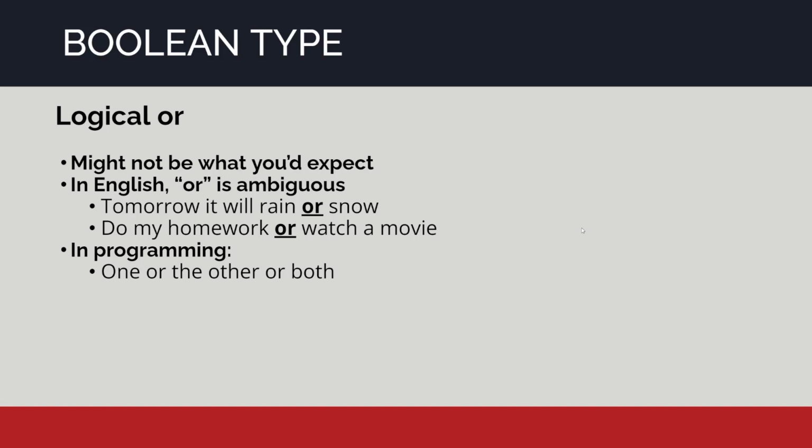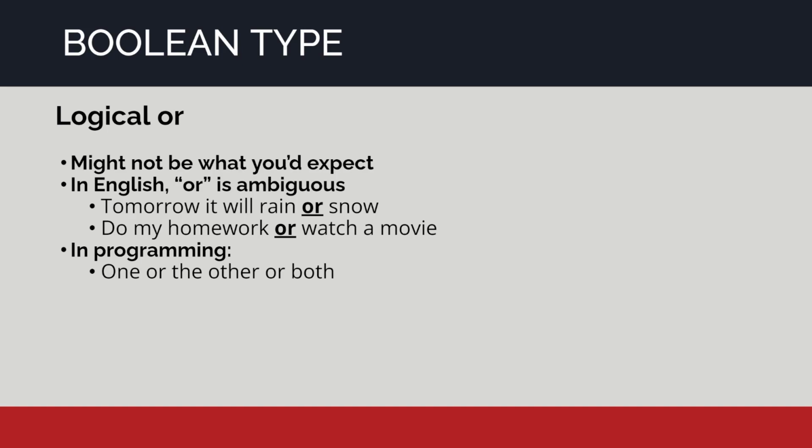The other operator that we want to talk about is the logical or operator. This one might not quite behave the way you would expect it to, because English has a little bit of ambiguity when we say or. For example, if the weatherman says tomorrow it's going to either rain or snow, and then tomorrow comes and it rains for a little bit and then it snows, you're not going to say the weatherman was a total liar. You're going to say he got it right, because that still qualifies as rain or snow.